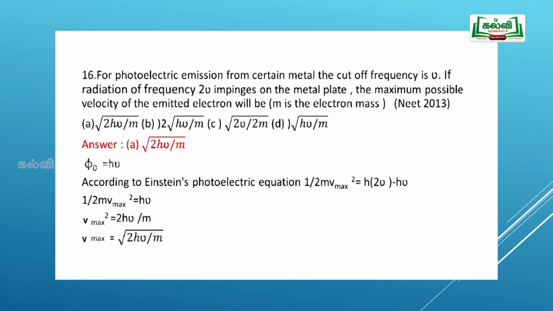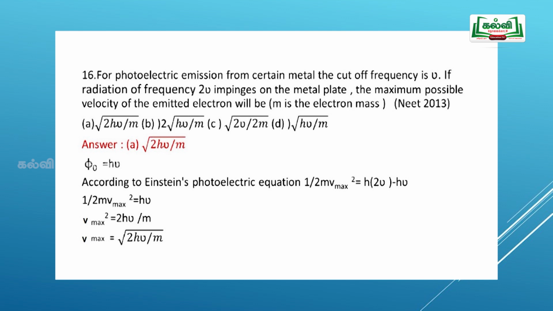Let's move on to the next problem, the 16th one. For a photoelectric emission from a certain metal, the cutoff frequency is nu. If radiation of frequency 2 nu impinges on the metal plate, the maximum possible velocity of the emitted electron will be, m is the electron mass. This question is from the NEET 2013 paper.